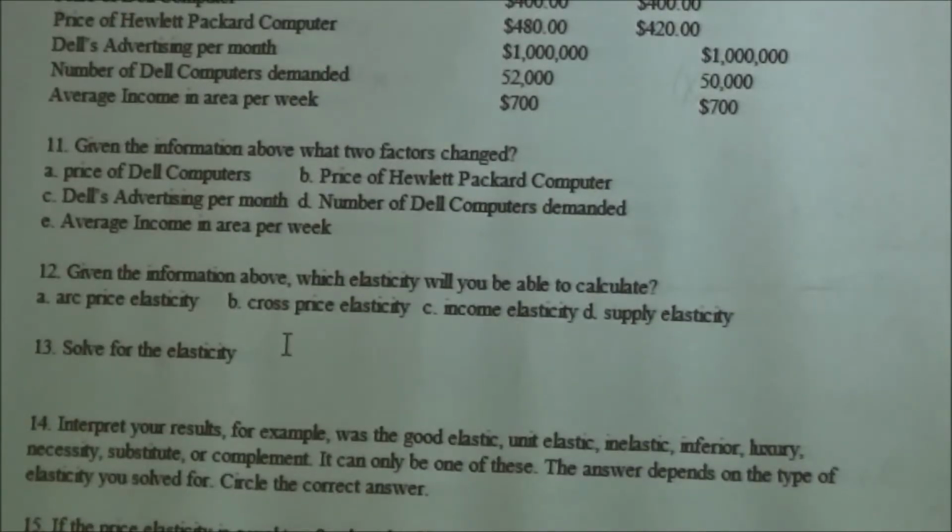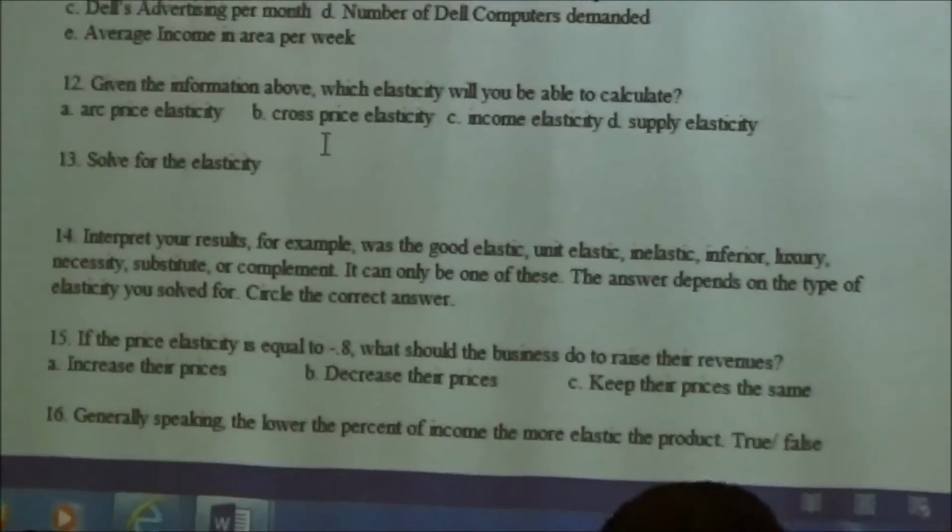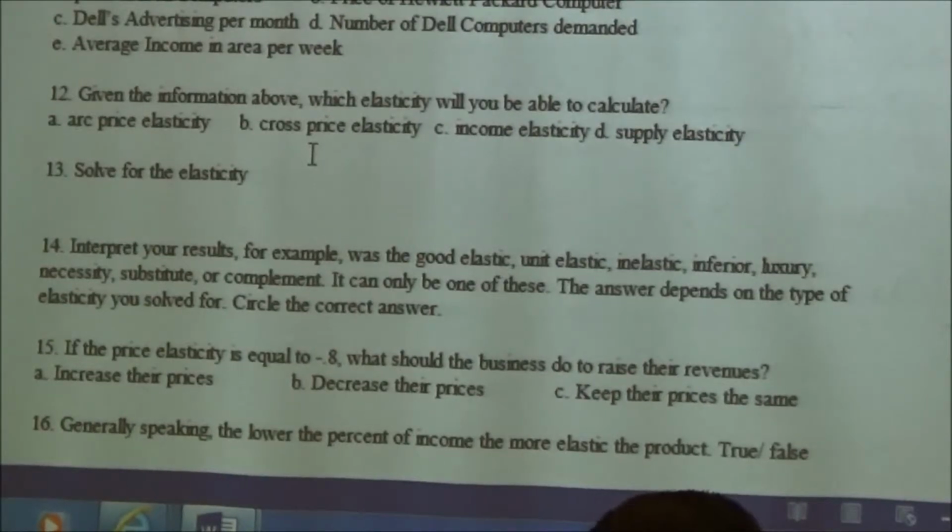Number 12, given the information, which elasticity would you calculate? Well, that would be 2 different goods, so it's cross price elasticity. Number 13, you solve it, it comes out to be 0.29. Number 14, if cross price elasticity is a positive number, the answer is substitutes. Number 15, if the price elasticity is negative 0.8, that means it's inelastic, so we're in the inelastic portion of the demand curve. If we're in the inelastic portion, what should the company do to raise their revenue? The answer is to raise their prices.